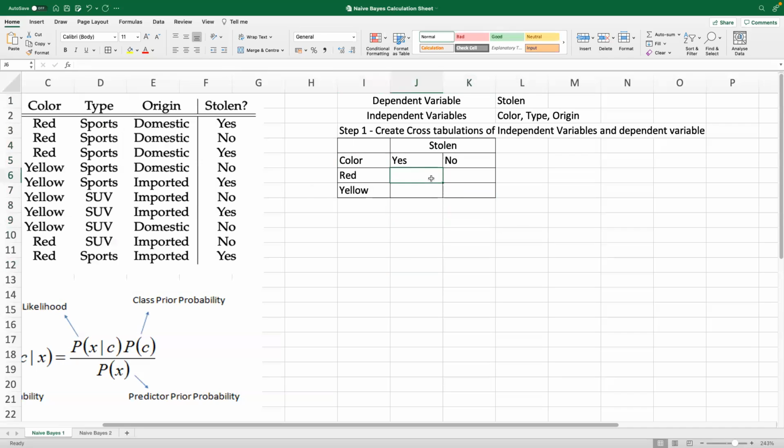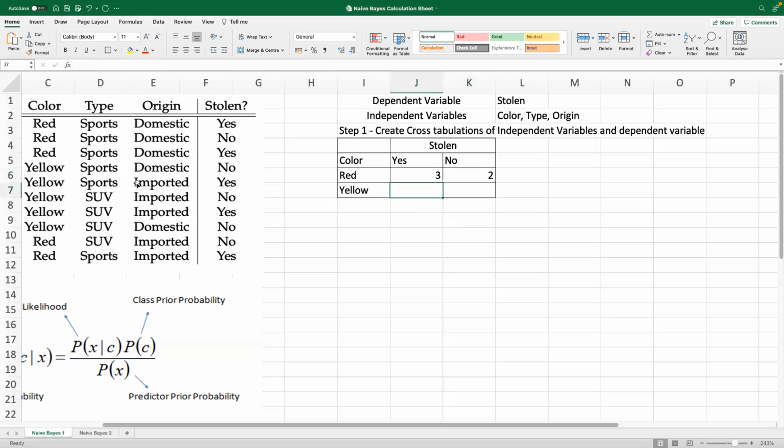How many red cars are stolen? 1, 2, 3. 3 red cars are stolen. How many red cars are not stolen? 1, 2. 2 red cars are not stolen.